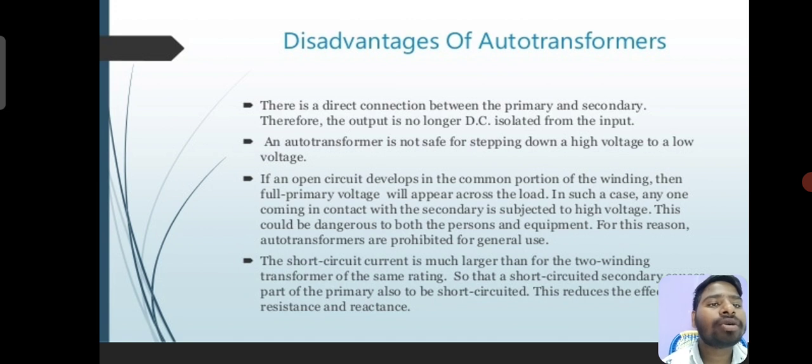The short circuit current is much larger than for a two winding transformer of the same rating, so that the short circuit of the secondary causes part of the primary also to be shorted. This reduces the effective resistance and reactance.